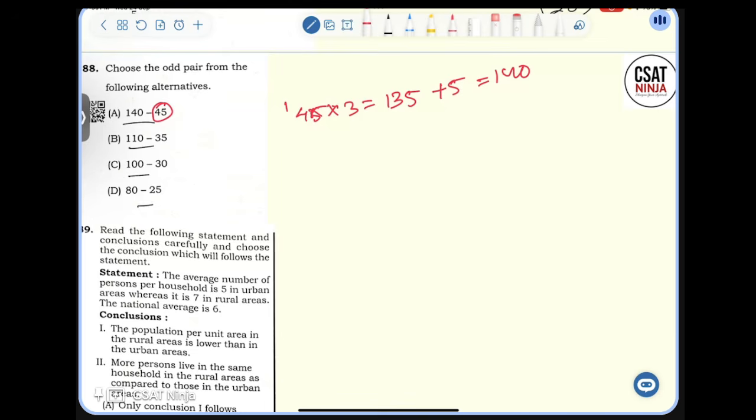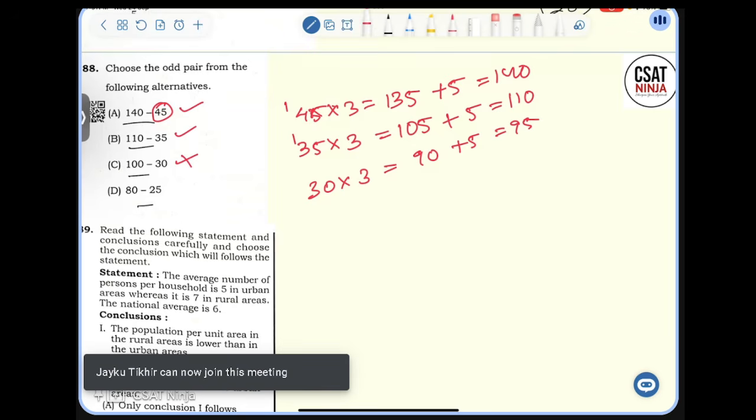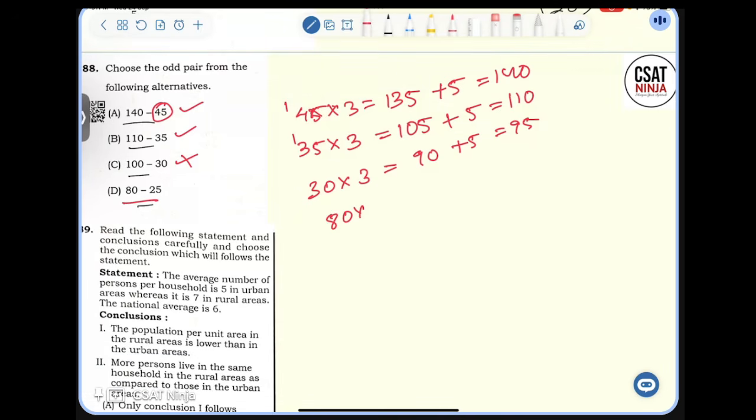So let's check for the other one as well. Second number is 35 into 3, which will give me 5 3s are 15, 1, 9, 10, 105. 105 plus 5 will give me 110. That means the pattern of this one and this one is the same. So let's find the odd pattern out. So what about this? 30 into 3 is equal to 90, plus 5 will give me only 95. So which means this is the odd one. Let's check for this one. 80, no.